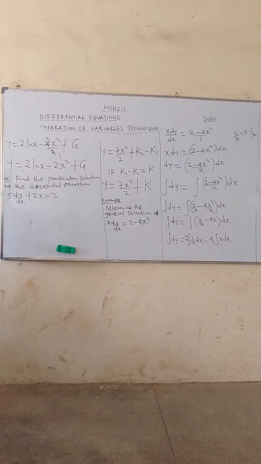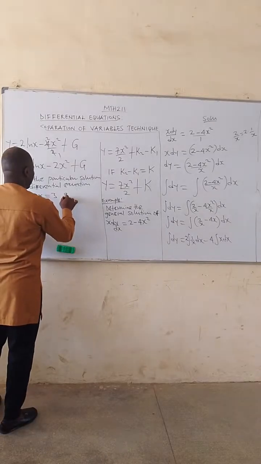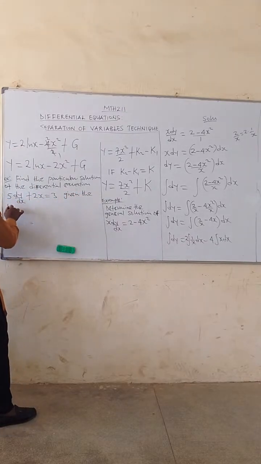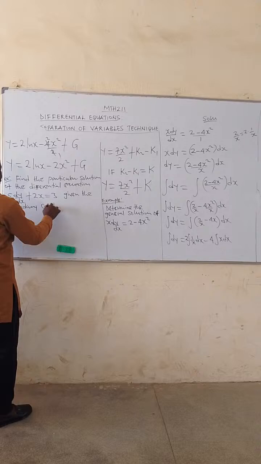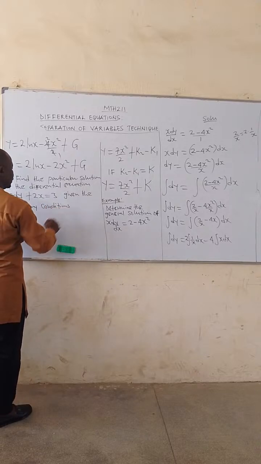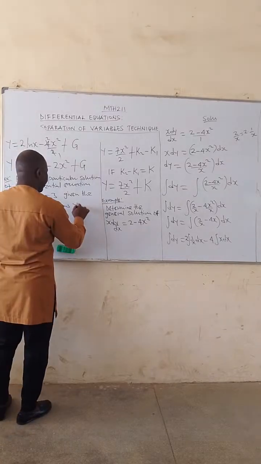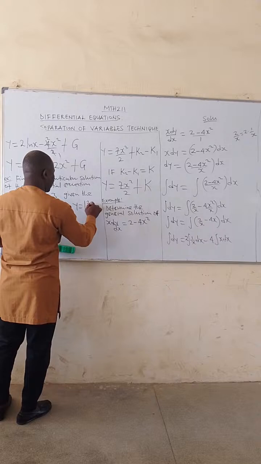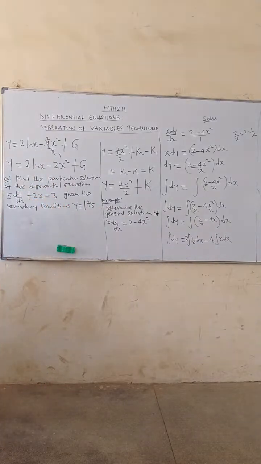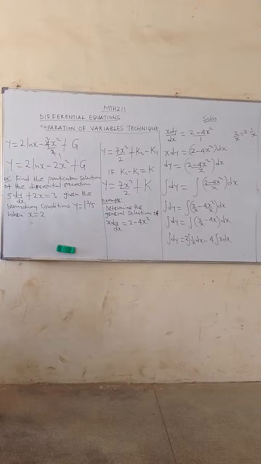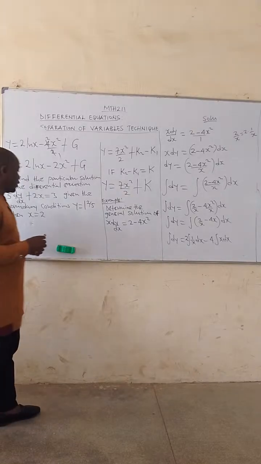given the boundary condition, y equals to 1 over 5 when x equals to 2. It's simple as ABC.